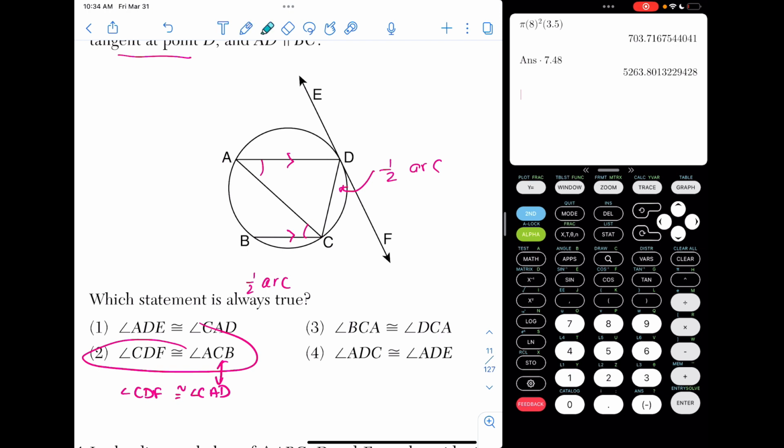Now let's look at those 2 angles. So CDF, I'm going to put my highlighting back in. Notice the arc it's intercepting. Okay, I'm going to go in with a different color here. And then CAD. Notice how it's intercepting that same exact arc. So therefore, those 2 angles are going to be congruent.